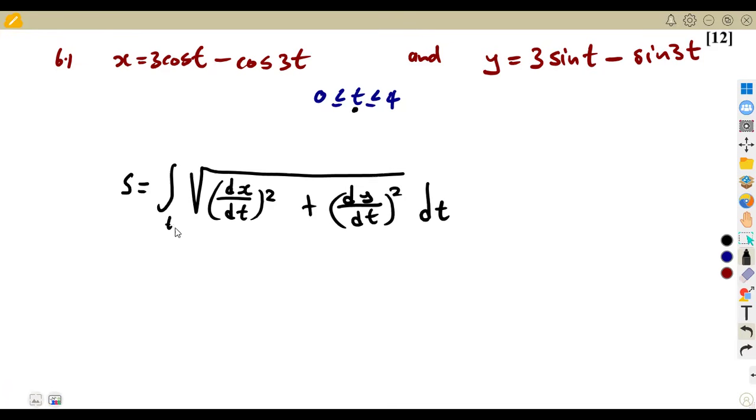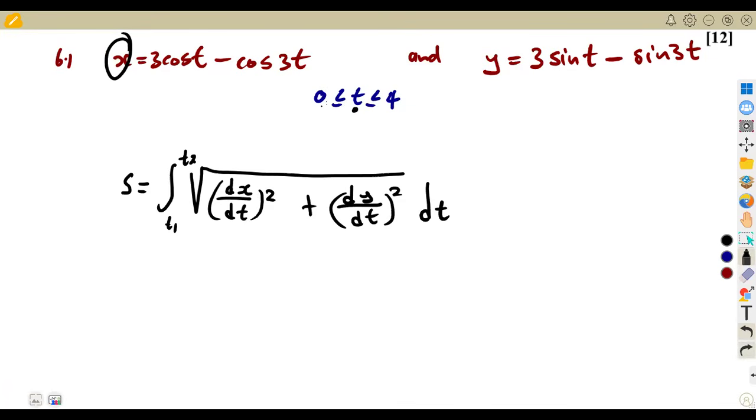So it's going to be T1 here, and this will be our T2. From these limits, this is your T1, T2, lower limit and the upper limit, okay? So that means we need the derivative of x with respect to t for the formula, also y with respect to t at the formula.